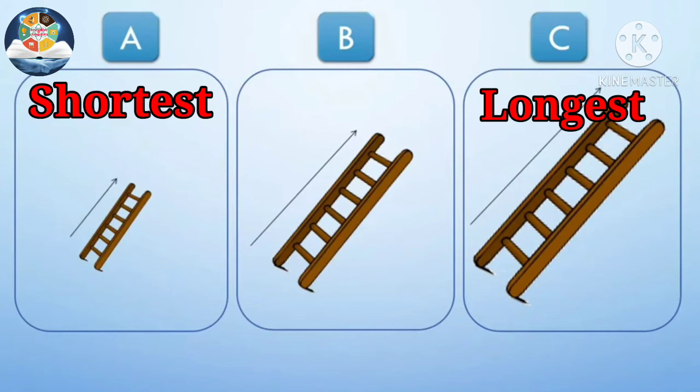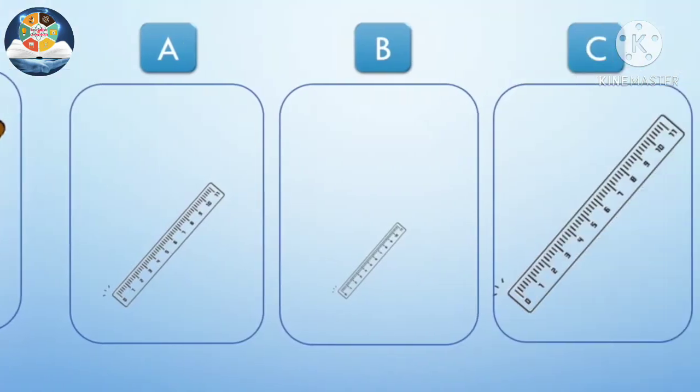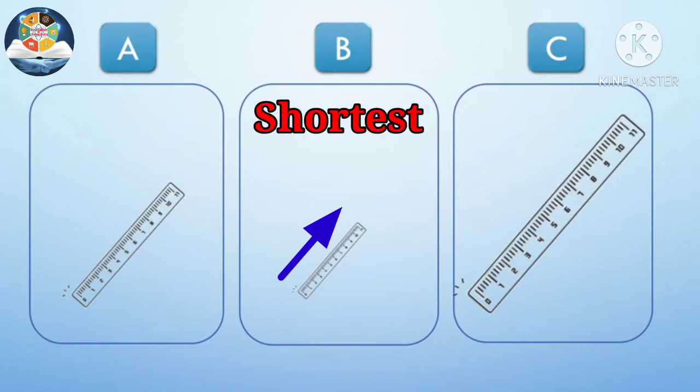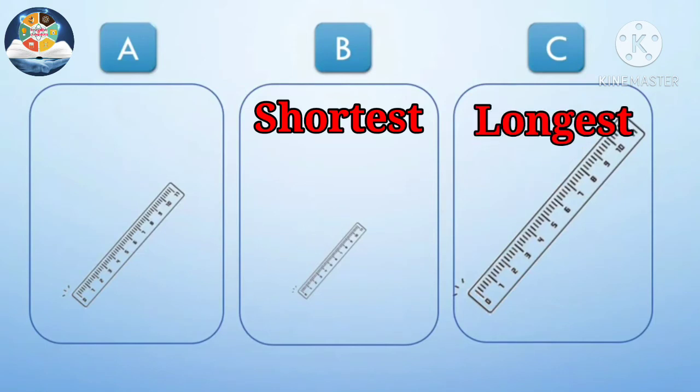Now, let's take another example. In this picture, there are three scales. The length of the scale in box B is less than the length of the other two scales. So, it is the shortest. And the length of the scale in box C is more than the length of the other two scales. So, it is the longest.